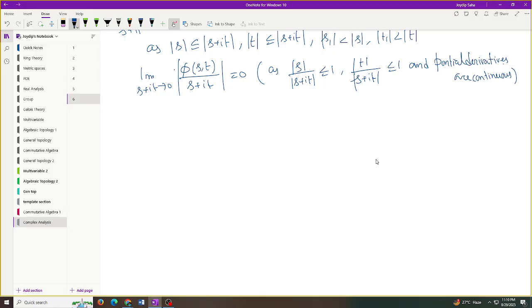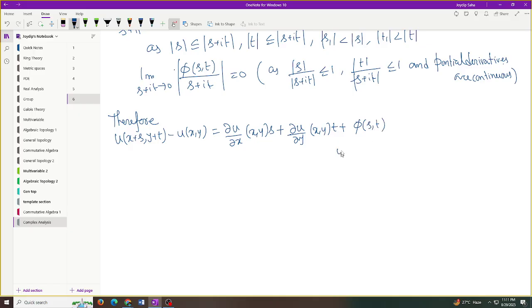Therefore u(x plus s, y plus t) minus u(x,y) I can write as del u del x (x,y) s plus del u del y (x,y) t plus phi(s,t), where phi(s,t) over modulus s plus it tends to 0 as s plus it tends to 0.